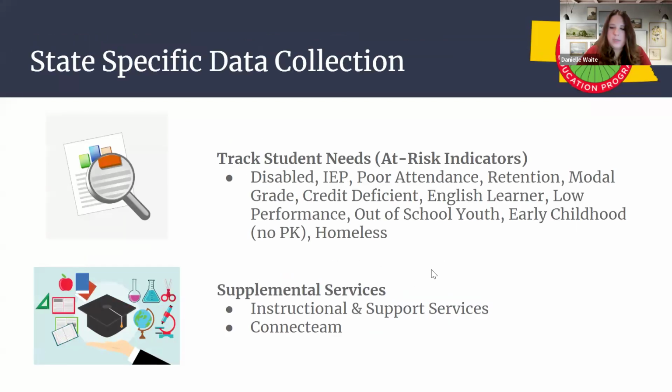They also, this is more state specific, but they track student needs, which are our at-risk indicators, and you can see a list of our at-risk indicators, which include a lot of things you would have to get from the school, like their attendance, low performance, if they're considered to be an English learner, if they're in early childhood but aren't attending PK. So if they're the age to go to preschool, but they're not going to preschool. And then of course, all of the services that are provided, instructional and support services.